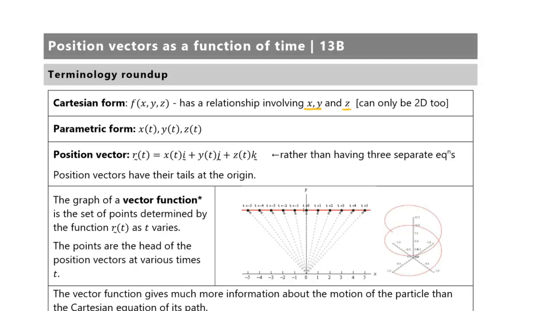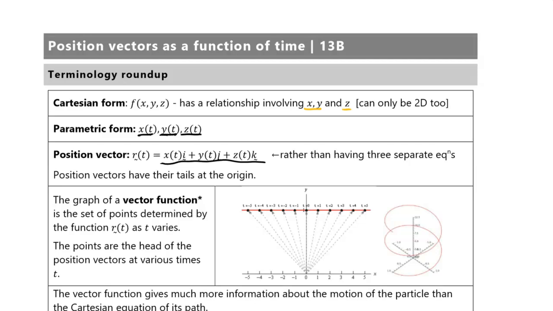Parametric form, we can have separate functions, x as a function of t and y as a function of t in 2 dimensions. But we'll also have z as a function of t if we're in 3 dimensions. If we have the position vector, rather than having 3 separate equations, we put them all together in an equation like this. This will look vaguely familiar compared to the things we've done in the past.